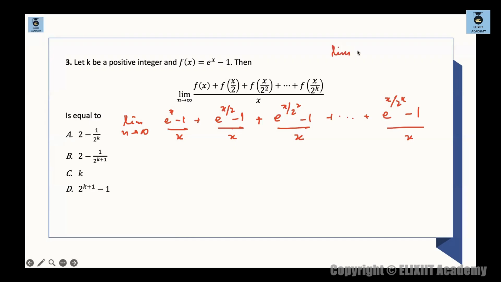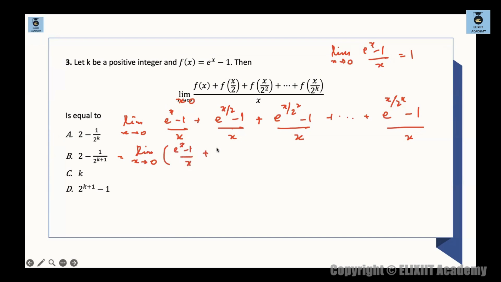Exponential limit format: as x tends to 0, e raised to the power of x minus 1 divided by x will be 1. Here limit n tends to infinity is given. No, printing mistake. This will be x tends to 0 only. Where is n? It is x tending to 0, a typing error. So limit x tending to 0, e raised to the power of x minus 1 divided by x will be 1 only.